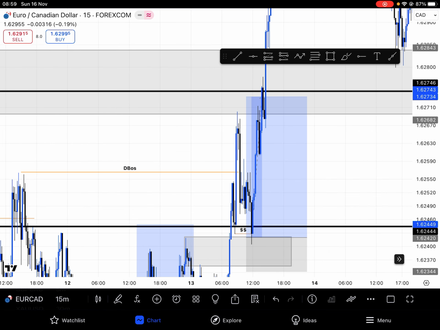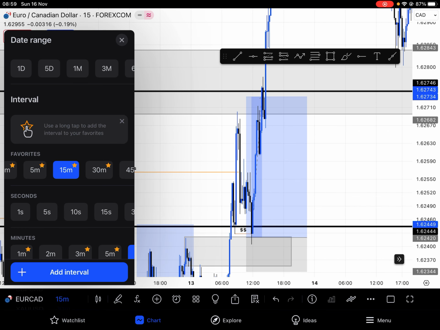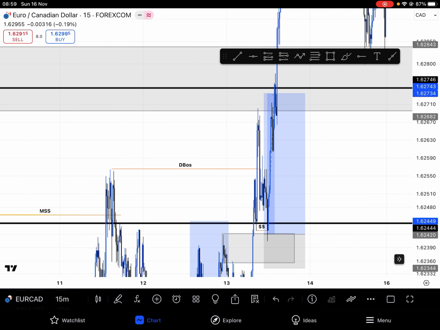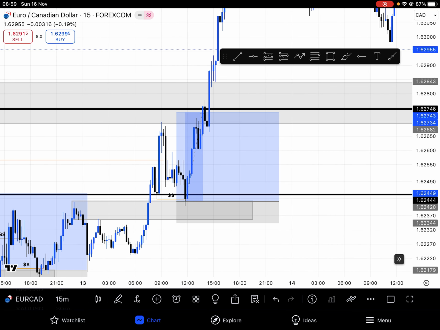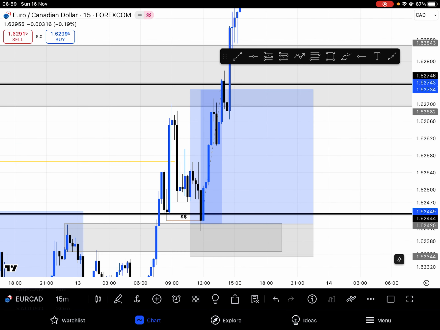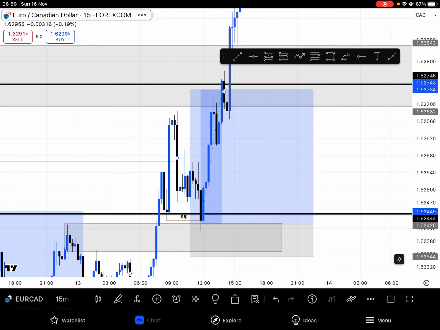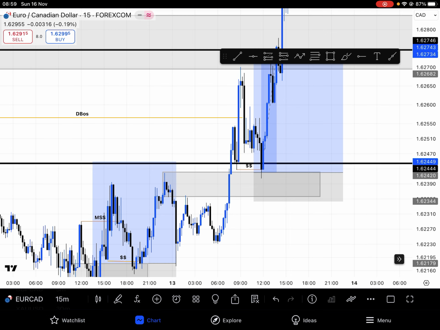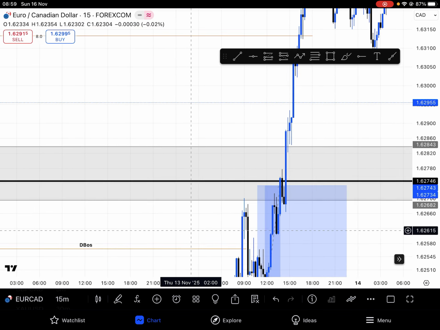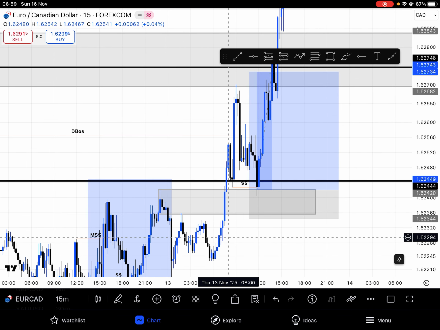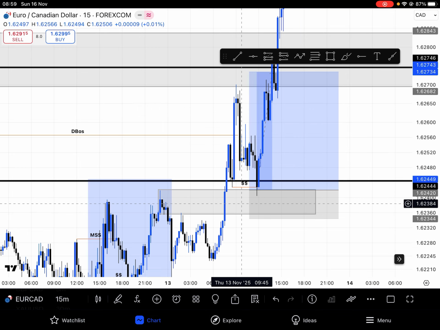So when this double break of structure happened, an inducement was also created here. Inducement is basically the first pullback after a break of structure. So there's a break of structure here, there's a break of structure here, break of this structure. After it broke this structure, it came back and gave us another inducement.